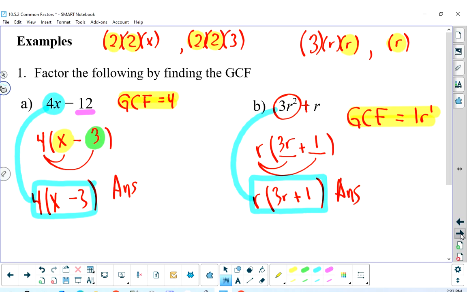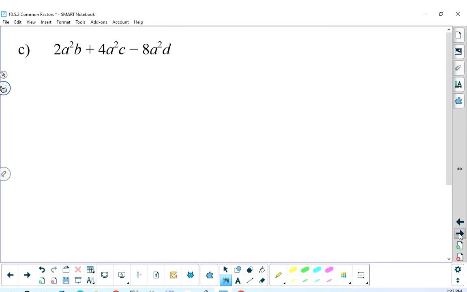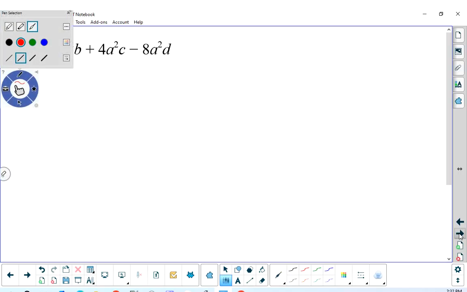Pardon me, 3r squared plus r. And you will. Try another one. So what do these coefficients have in common? Don't freak out when you look at this. This is simple when you break it down.